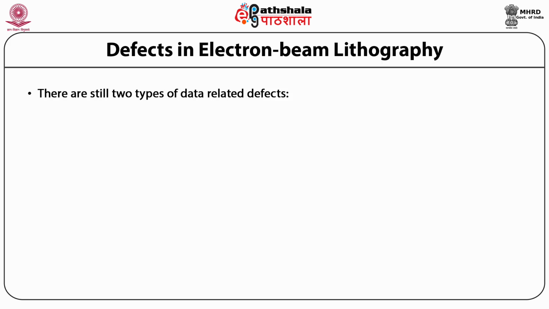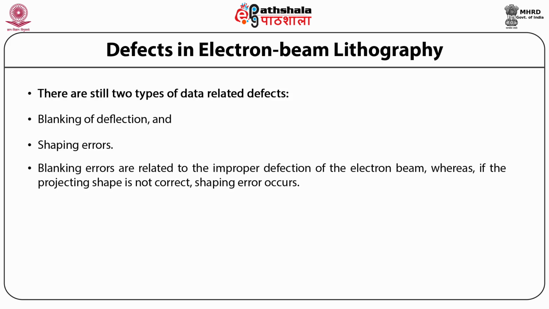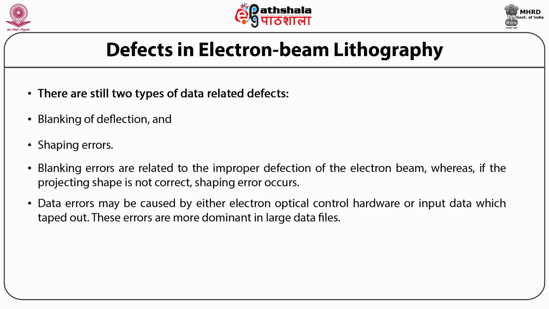There are also two types of data-related defects. The first one is the blanking or deflection error and the second one is the shaping error. Blanking errors are related to improper deflection of the electron beam, whereas if the projected shape is not correct, shaping errors occur. Data errors may be caused by either electron optical control hardware or input data which is taped out. These errors are more dominant in large data files.